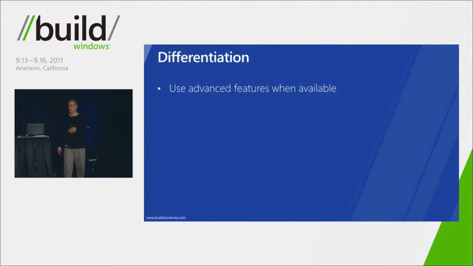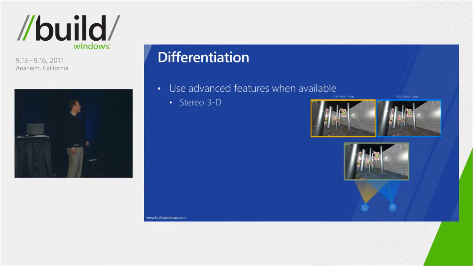So if you start with feature level 9, let's talk about some ways that you can differentiate your application. You can make your app pop when those additional features are available. One of the things that we've added in Windows 8 is Stereo 3D.